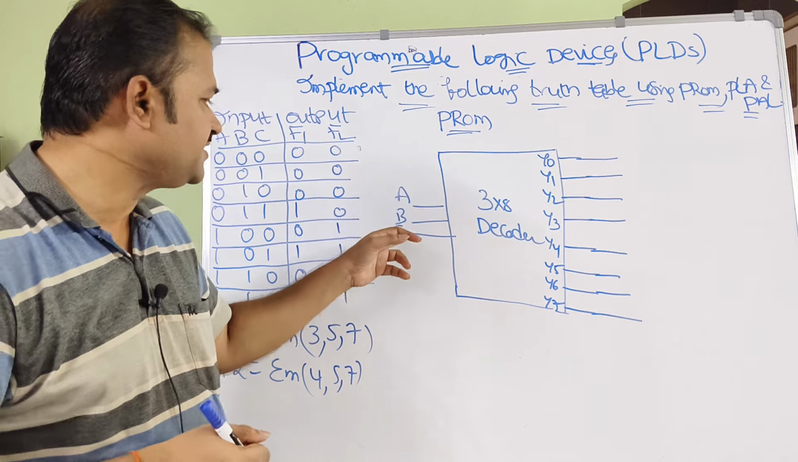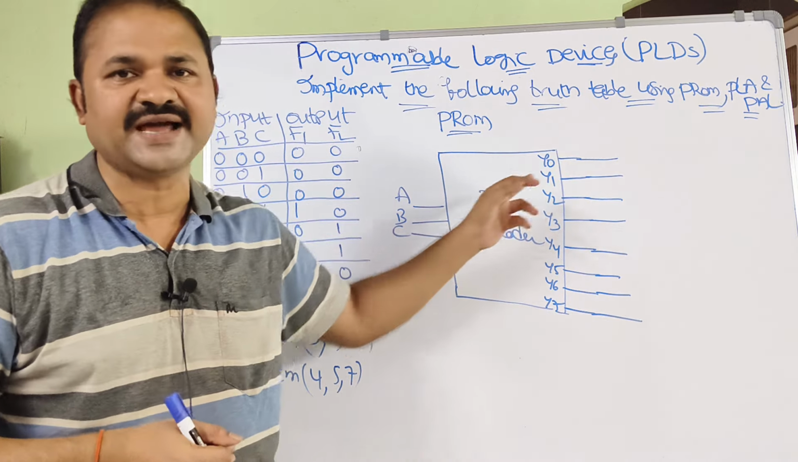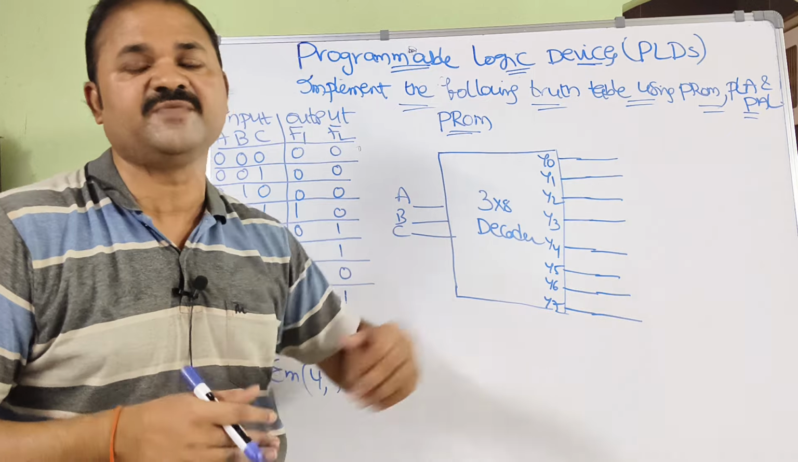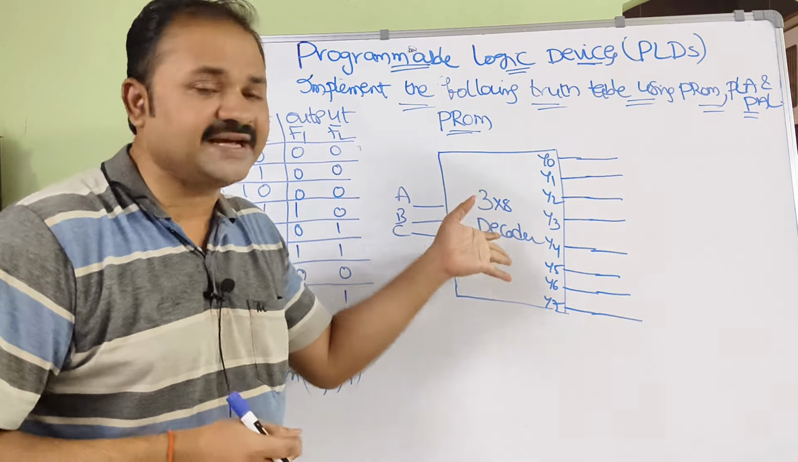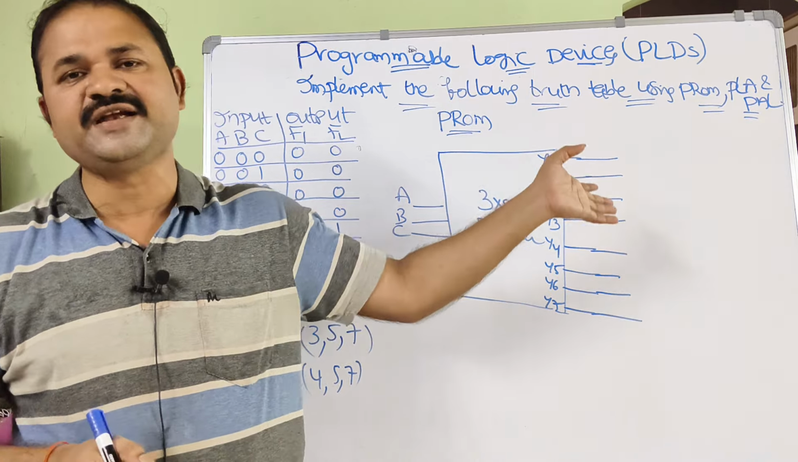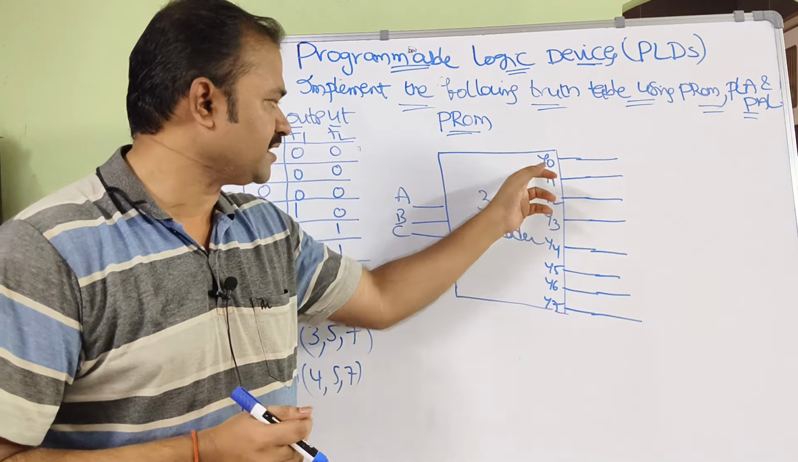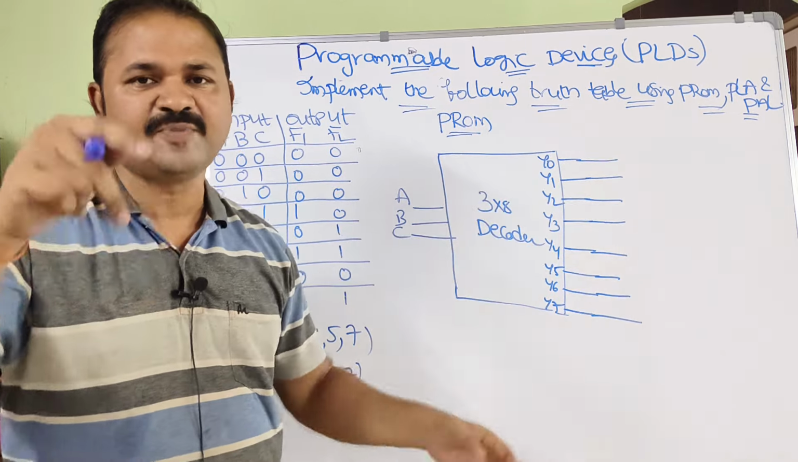We know what a decoder is. When the inputs are 000, then Y0 will be active. When the inputs are 001, then Y1 will be active. Internally, this decoder is implemented with the help of an AND gate array only. So here, for 000, an AND gate will be performed on A'B'C'.